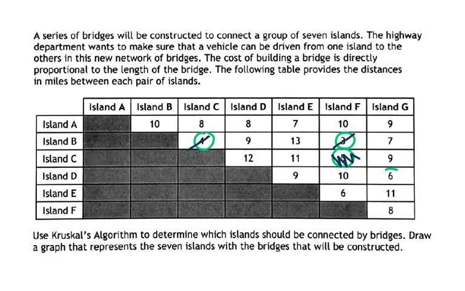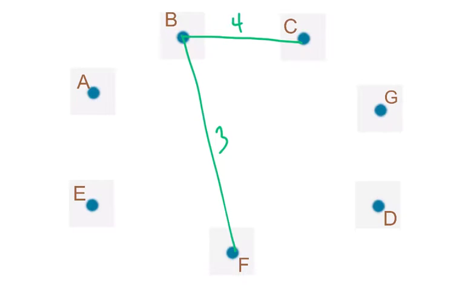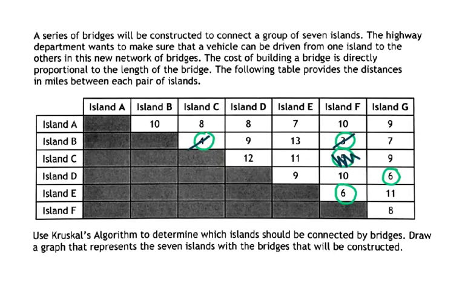So let's try these 2 6s. These 2 islands are D to G and E to F. So D to G and E to F. Neither one of those create a cycle, so we are good to go when we keep those 2 paths, those 2 edges. The next shortest is 7.